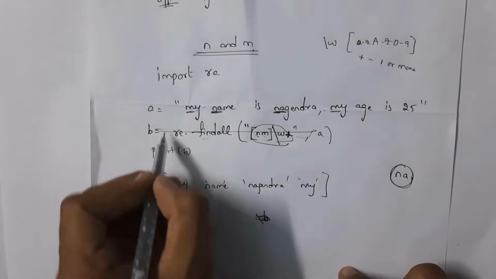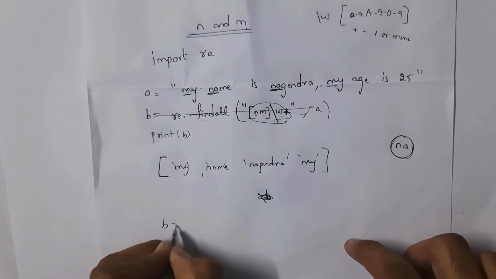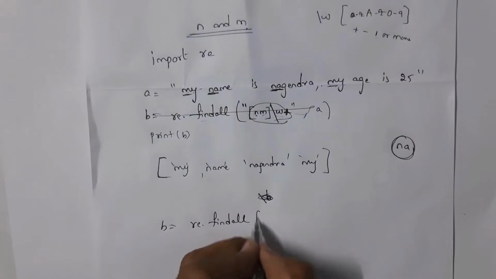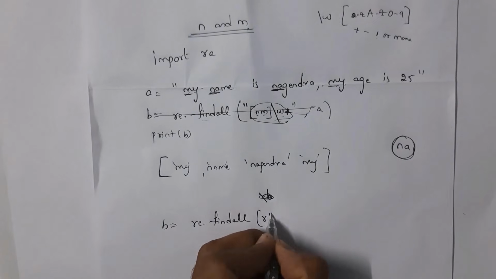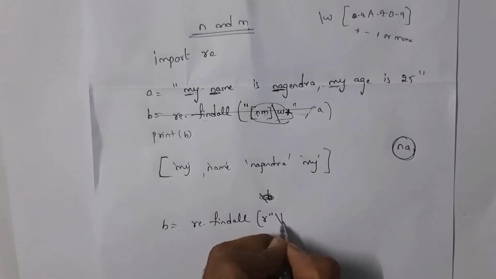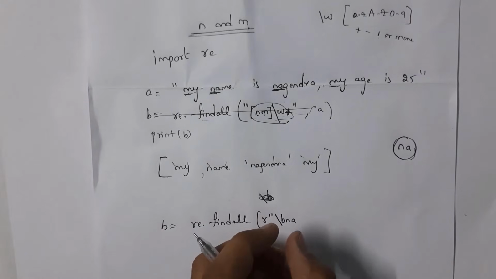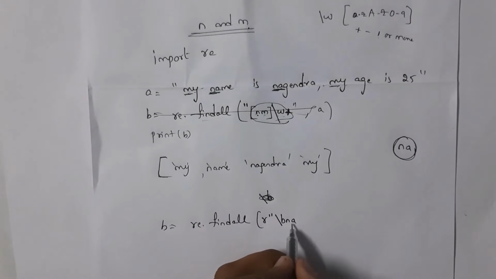So in place of writing this, write B equal to re.findall. Here we need to use \b. So write R, that is a raw string. In quotation marks write \b. Starting must be NA, so \bNA. \b is used to identify the starting of a word, and here the starting is NA. So I have written \bNA.